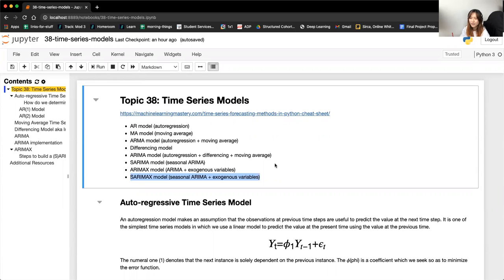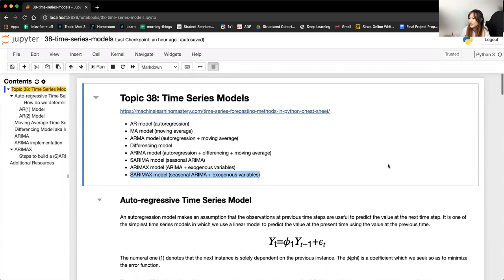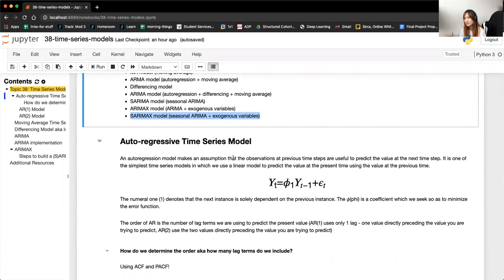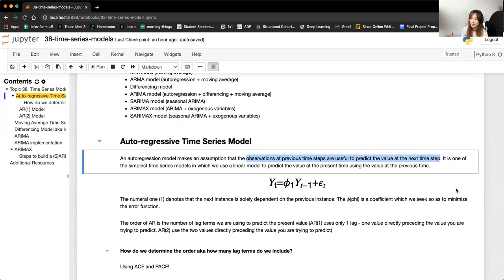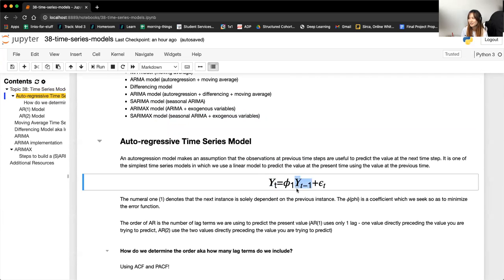All right, so the first one we're going to start with is an AR model, so autoregression. As a quick recap, autoregression is when a time series is correlated with itself a couple of lags back. So an autoregression model makes the assumption that observations at previous time steps are useful to predict the value at the next time step. It's one of the simplest time series models because, as you can see here, the prediction for T is equal to some coefficient multiplied by yesterday's price plus some error term.